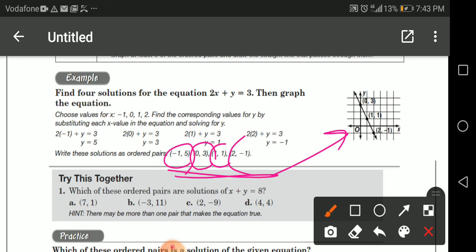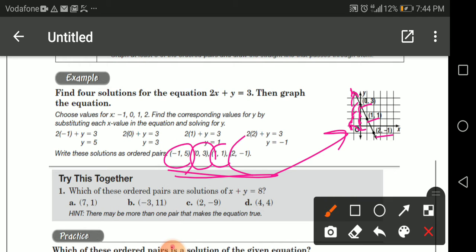Negative 1 and 5. So we move here negative 1. Negative 1 means what? Negative 1 means this side. Negative 1 and 5, go up 5 until this. So this is a point. We have here 1, 2, 3, 4, 5. Then we've got here what? 0 and 3. So 0, then 1, 2, 3. This is the second point. Then 1 and 1. Then 2 and negative 1.